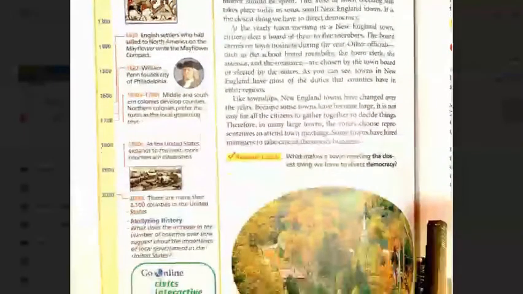Like townships, New England towns have changed over the years because some towns have become larger. It is not easy for all the citizens to gather together to decide things. Therefore, in many large towns, the voters choose representatives to attend town meetings. Some towns have hired managers to take care of the town's business.